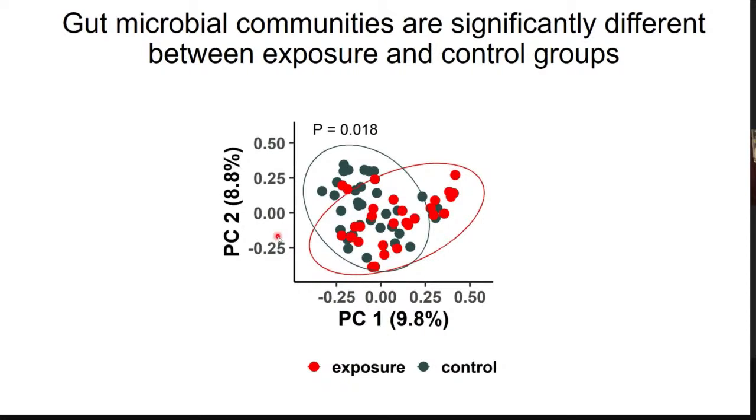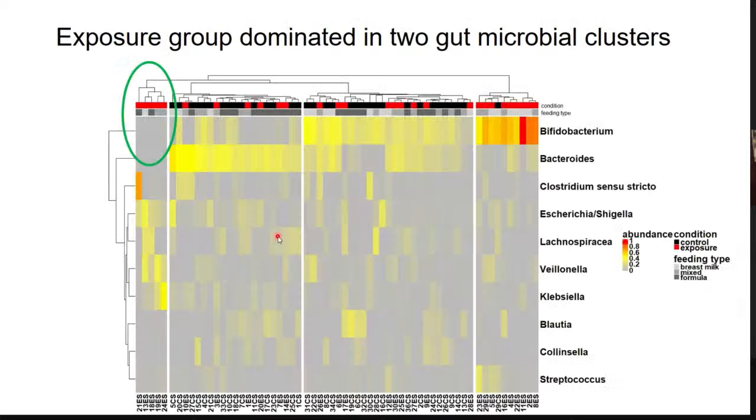First of all, we compare whether there are differences in the composition of these 2 groups. The red dots are the exposure group and the gray dots are the control group. Yes, we find they are different in composition. Then we want to check what the differences are. If we use the 10 most abundant genera to do the clustering, we can identify 4 clusters. You may notice that for these 2 clusters, most of the subjects are from the exposure group.